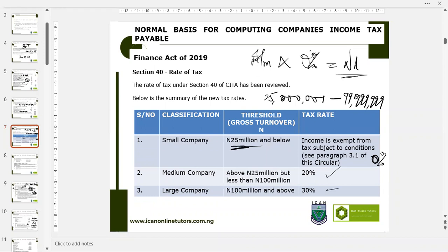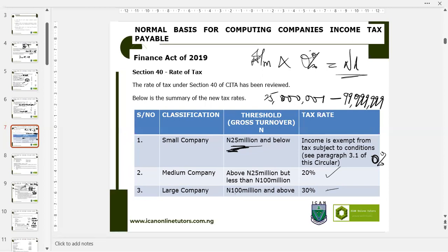I hope you understand this. So then the Finance Act made provision for anti-abuse. So any attempt by a company to split the transactions that were carried out prior to the commencement of the Finance Act amongst 2 or more companies in order to benefit from the exemption of profits of small companies, so that their turnover for a particular company will not be up to 25 million naira.